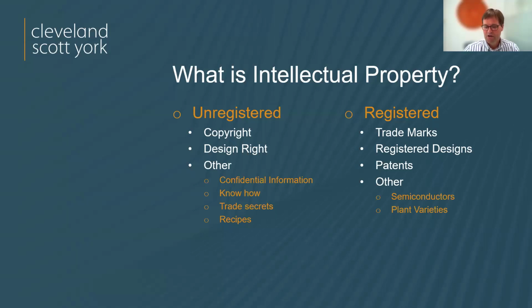And there are lots of other little rights that perhaps people haven't heard of. There are things like semiconductor rights that allow you to protect the layout of a semiconductor, and things like plant varieties. Again, a very niche area, but if you're in the plant breeding business, that can be very important and allows you to register a new variety of plants. So again, there are quite a lot of things that you can utilize that aren't necessarily obvious.